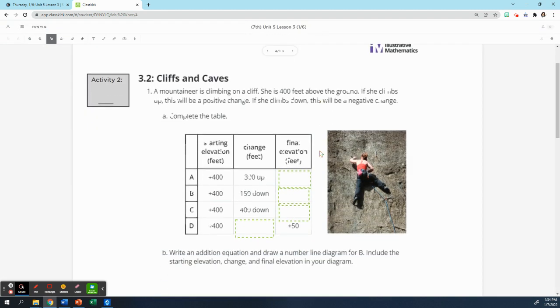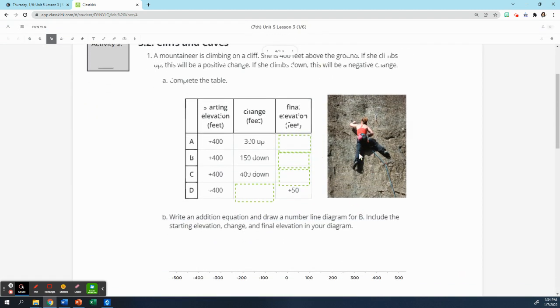So slide 4 has us practicing with a climber moving up and down. We can see that this climber has a starting elevation of 400 feet. The first move that the climber makes, it's a little hard to see, but the first move that this climber makes is to move 300 feet up. I'm going to fix that in my table just so that it's really clear that she's moving 300 feet up.